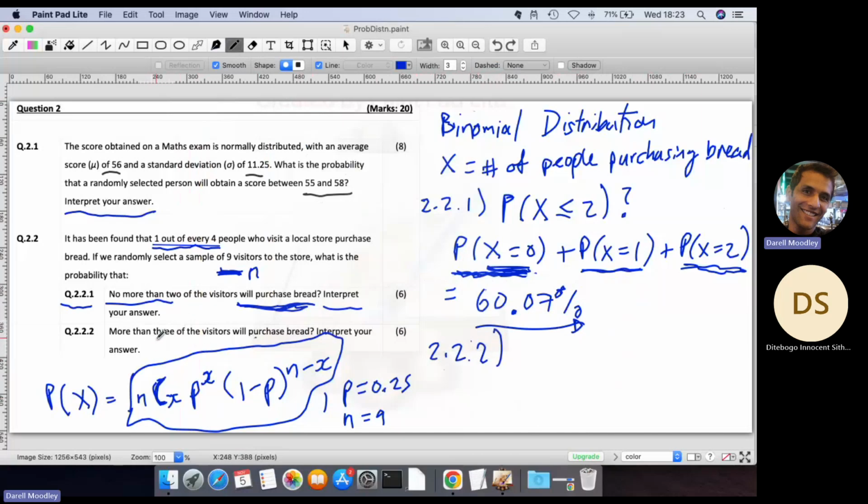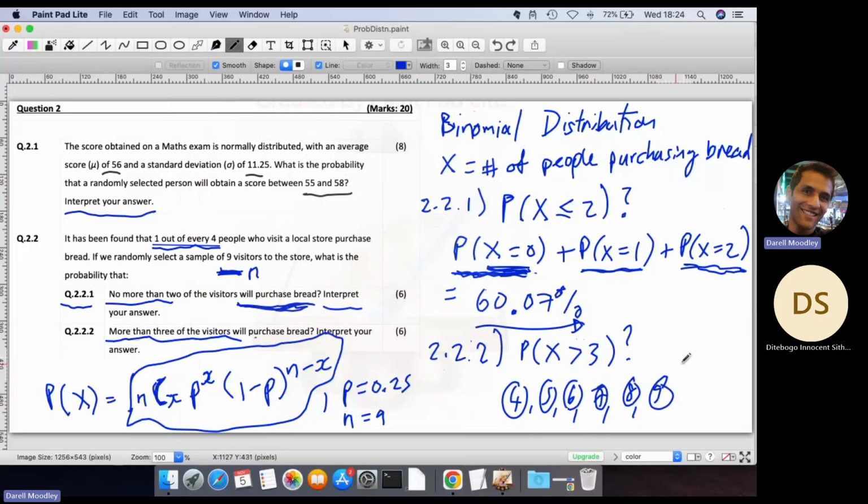Using the same distribution, what is the probability that more than 3 of the visitors will purchase bread? More than 3 means probability of x greater than 3. We need to solve this. Now, x greater than 3 means x can take on the value 4, 5, 6, 7, 8, and 9. If I have to work out the probability of each of them, those are 6 probabilities I've got to work out, and that might take a lot of time.